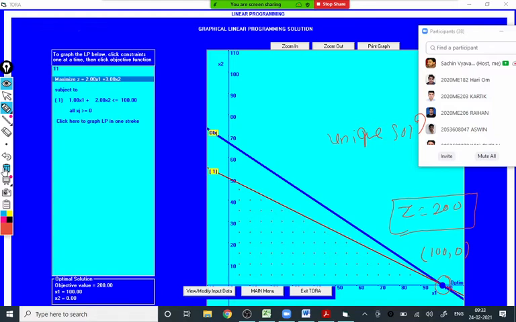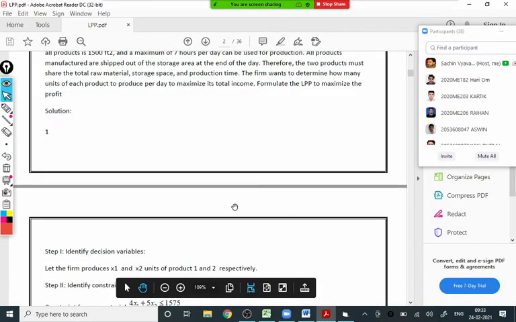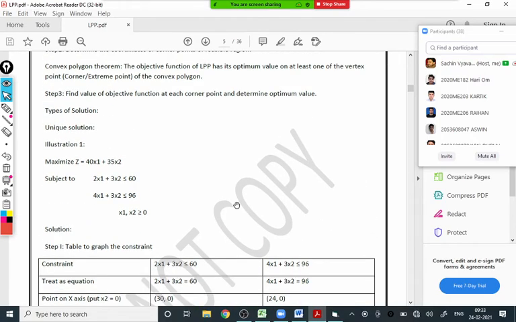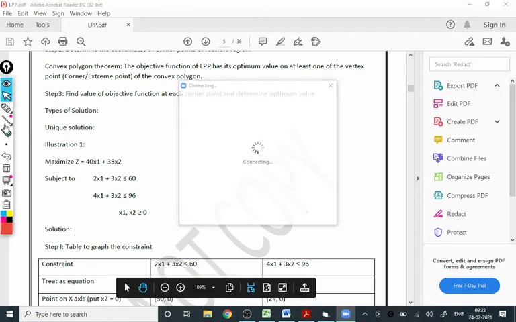But remember, when you have a system of equations, we have three possibilities. First, the system will have a unique solution. Next, the system has no solution. Or the system has infinitely many solutions. These three possibilities are also there in LPP. Let me show you the three different possibilities. First example. I think there is an internet issue.